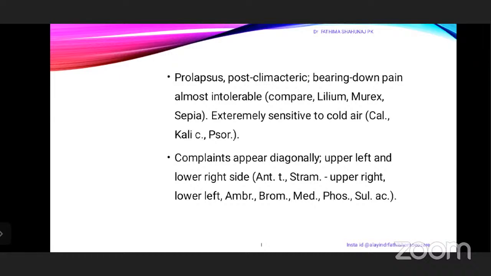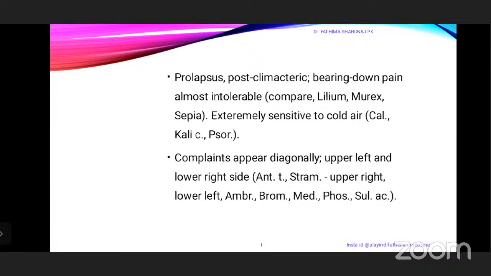Then prolapse of post-climacteric, bearing down pain almost intolerable. So there will be a prolapse, mainly post-climacteric in nature, where the post-climacteric age group will be affected more, and bearing down pain almost intolerable. And this is compared with Lilium tigrinum, Borax and Sepia. So here in Lilium tigrinum, we can see bearing down sensation in abdomen and pelvis as though all the organs would escape. So in Lilium tigrinum, they will think the organs would escape, mainly the sensation in abdomen and pelvis. And so they need to support the vulva by hand.